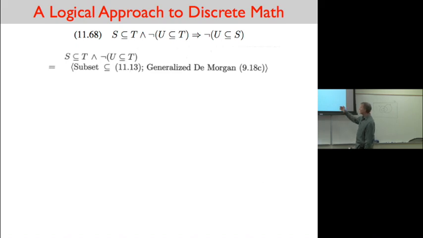Mason, you're up. Okay, S is a subset of T, and it's not the case that U is a subset of T, equals, now, by subset 11.13. What we're going to do is apply the subset rule on the right one, not the left one. We're going to use subset 11.13 on that part, not U is a subset of T. Are you with me? Okay.